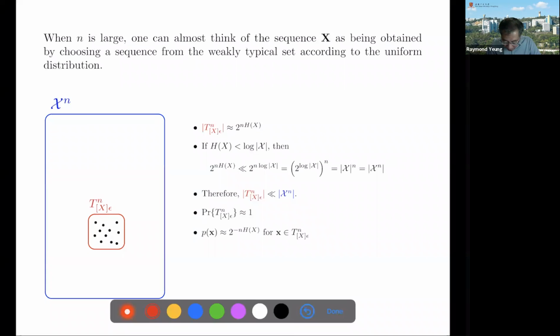And not only that, but the probability of each of these typical sequences is almost the same. It is approximately equal to 2 to the power minus n times the entropy. And that's why it is called the asymptotic equipartition property. Inside the typical set, you almost have a uniform distribution. So that's the meaning of asymptotic equipartition property.